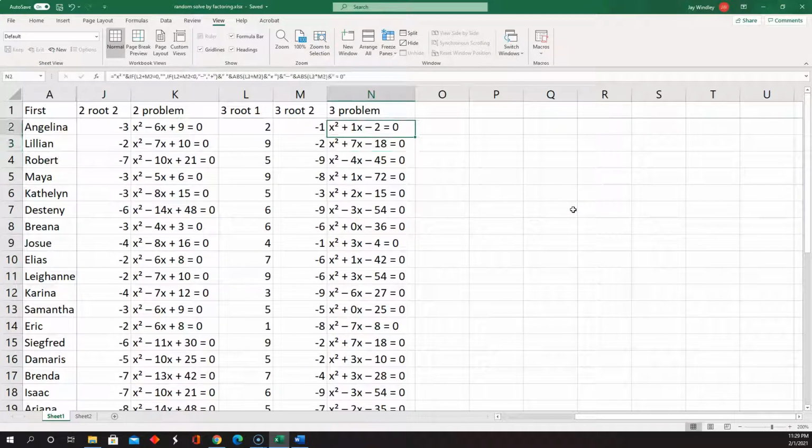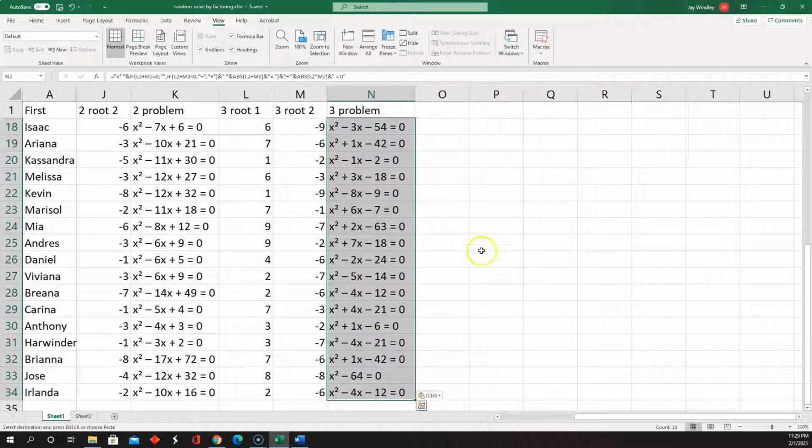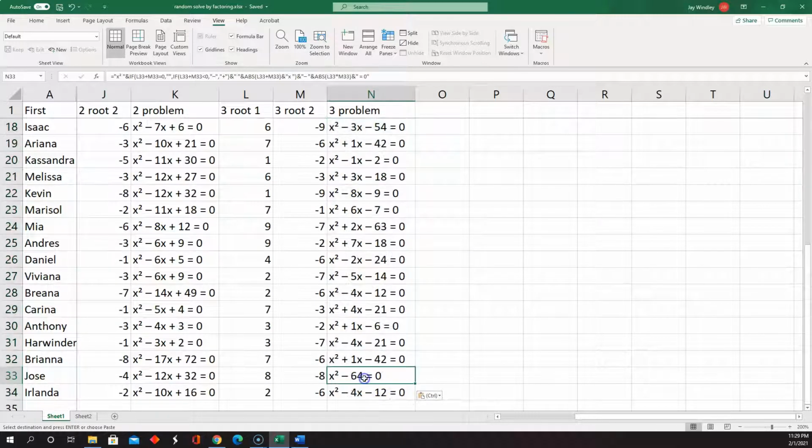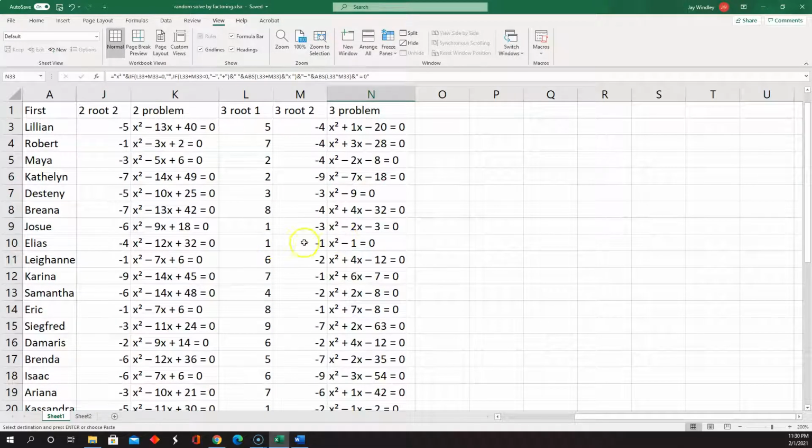Hit enter. And here's where we see if the magic happens. Copy and all the way down paste. And this is what we're looking for right here. So when those two added up to 0, we don't print anything related to the x term. And let's scroll up. Here's another one. Those two added up to 0. We don't print anything related to the x term. And here's another one right here.